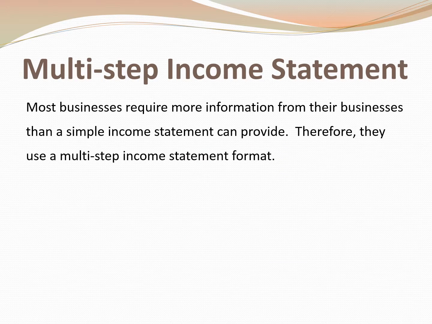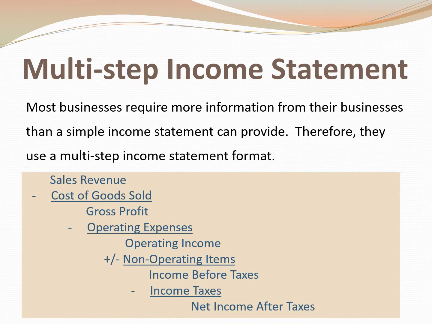Most businesses require more information than a simple income statement can provide. Therefore, they use a multi-step income statement format. The multiple-step profit and loss statement segregates the operating revenues and operating expenses from the non-operating revenues, non-operating expenses, gains, and losses. The multiple-step income statement also shows the gross profit, net sales minus the cost of goods sold.